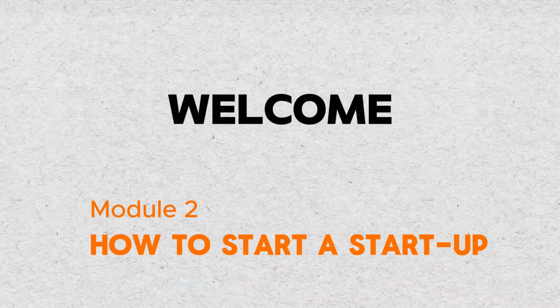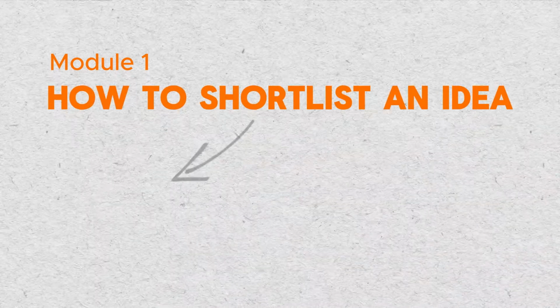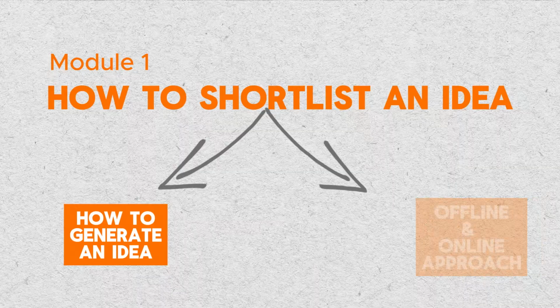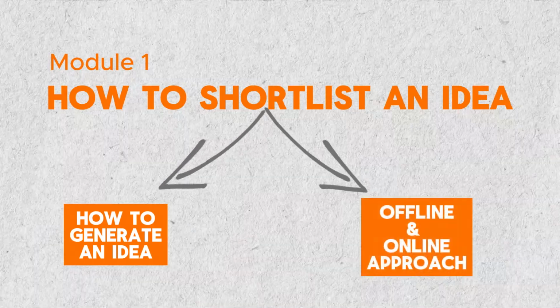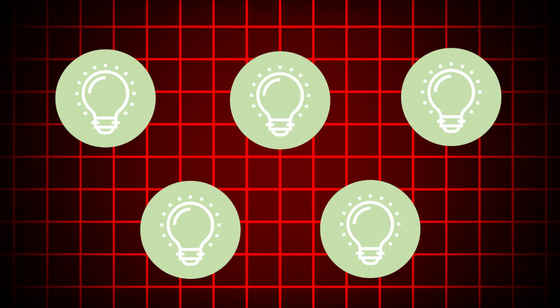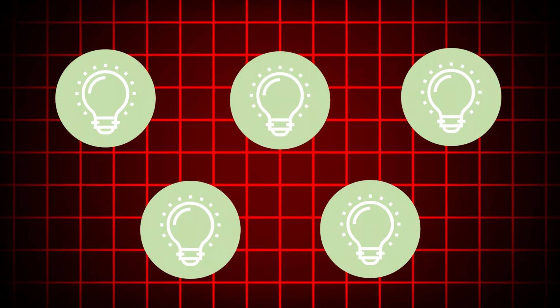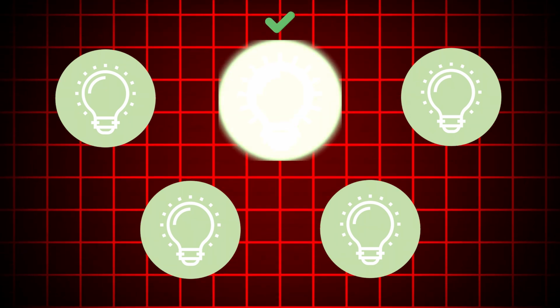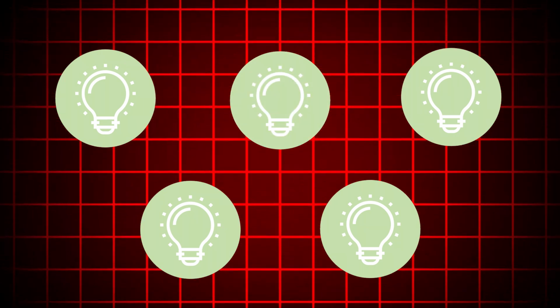Let me recap the first module. The first module was all about how to shortlist an idea, where we discussed how an idea can be generated, and an offline and online approach to shortlist an idea. Let's assume that from the first module, you have shortlisted a total of 5 ideas. And now, everyone, in this module, we'll discuss how to pick the right idea from the shortlisted ones.